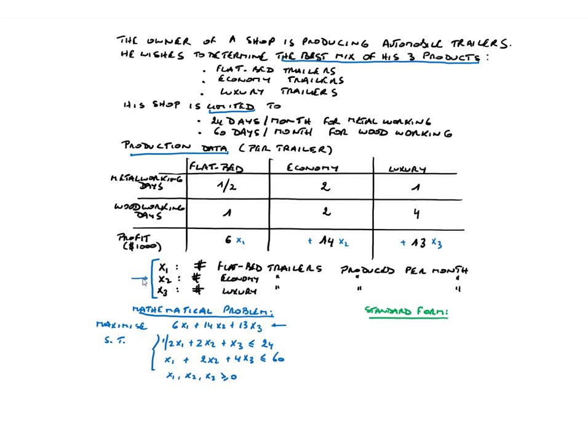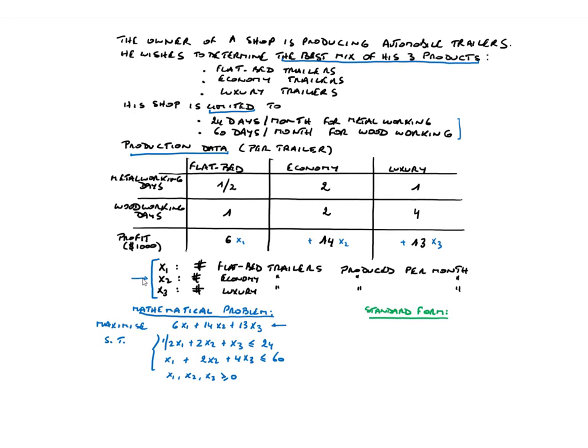You have limitations in terms of the number of days allocated to metalworking and woodworking, respectively 24 and 60. So you should compute with this production x1, x2, and x3 what are the number of days allocated, for instance, to metalworking.